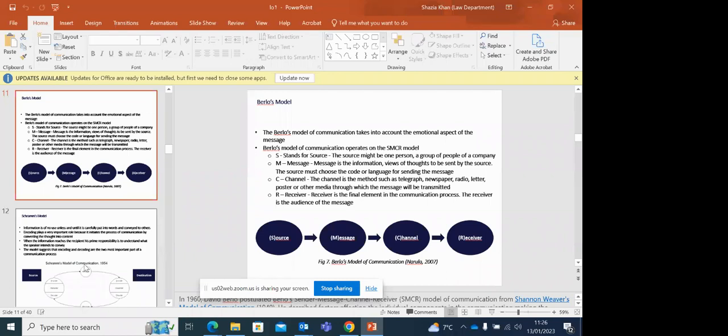Views of thoughts to be sent. The source must choose the code of language for sending the message. C is the channel. So the channel is the message such as telegraph, newspaper, poster, radio, letter, or other media through which the message is transmitted. And R is the receiver, the final element in the communication process, and the receiver is the audience of the message. So the source, message, channel, and receiver.